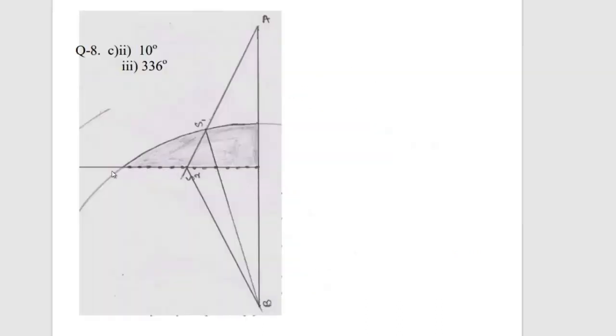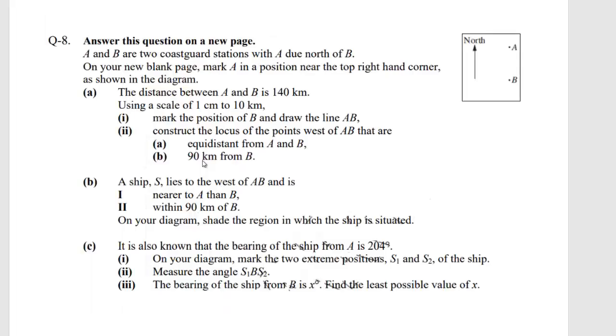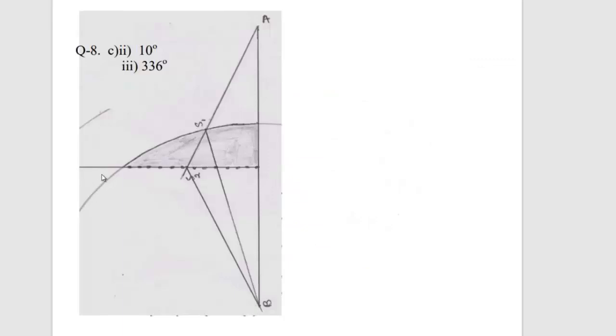And this is the perpendicular bisector of line AB, and the locus which is 90 km from B is a circle from point B. So we have just drawn that portion of the circle which is required for our locus. No need to draw the whole circle.